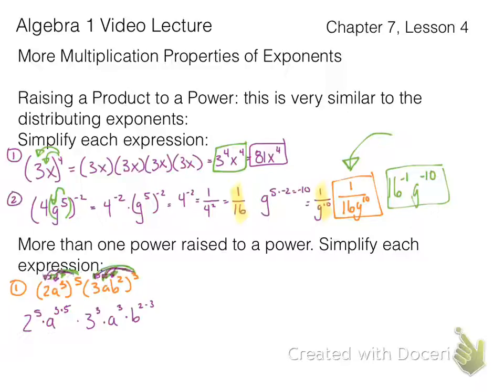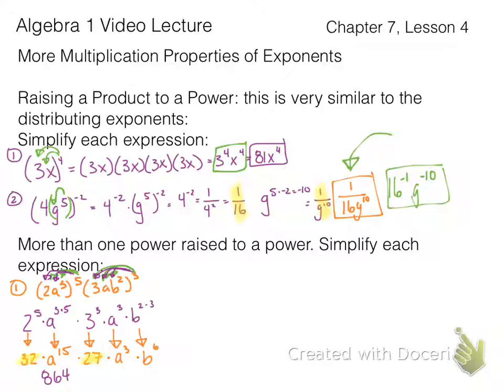So if we go ahead and simplify it, like those arrows already showed, we're going to have 2 to the 5th, which is 32, a to the 3rd to the 5th, which is a to the 15th, 3 to the 3rd, which is 27, and a to the 3rd and b to the 2nd to the 3rd, which is b to the 6th. Now let's go ahead and combine some like terms. 32 times 27 is 864.